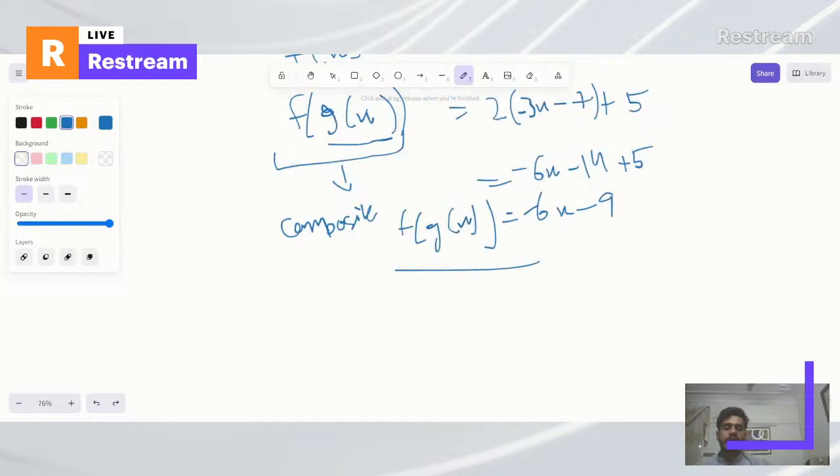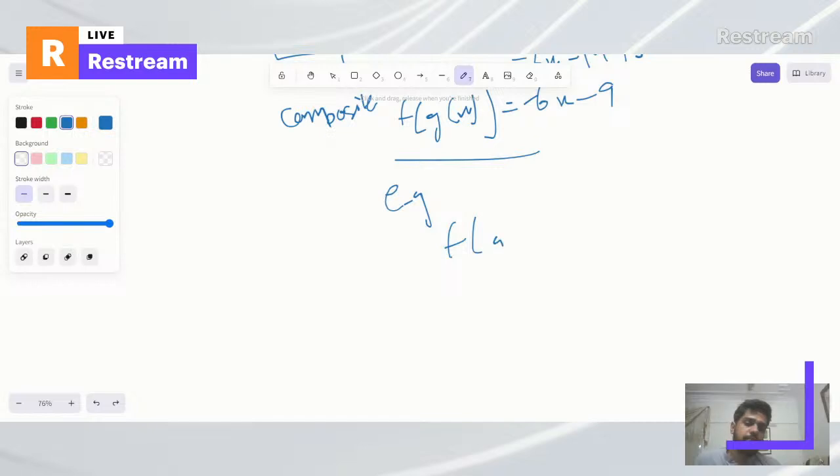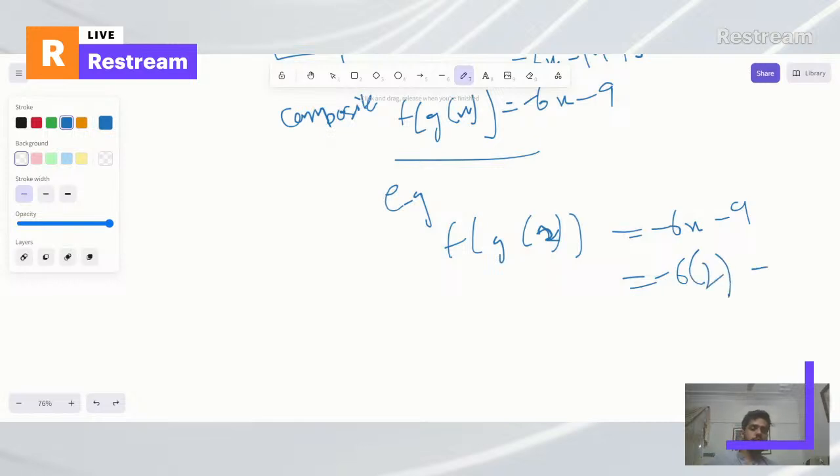And now in the example, if I wrote it as f(g(2)), what would I do now? I have the answer of f(g(x)), so I'm just going to write it down: negative 6x minus 9. In place of x now, I have to write down the value of 2. So it becomes negative 6 times 2 minus 9, which equals negative 12 minus 9.